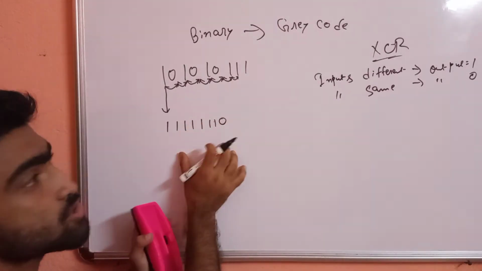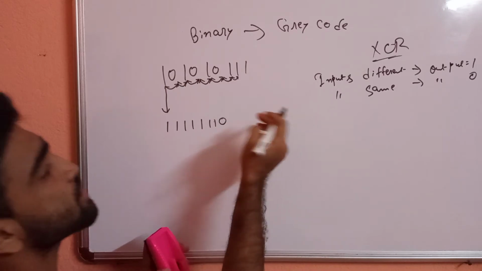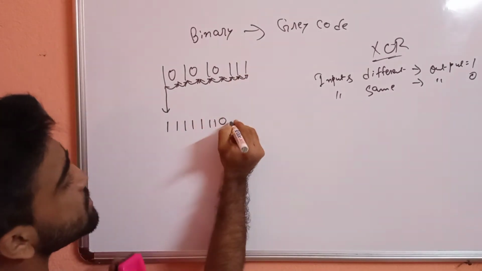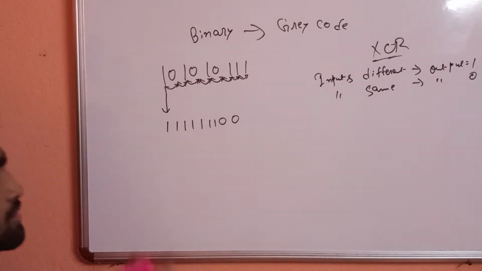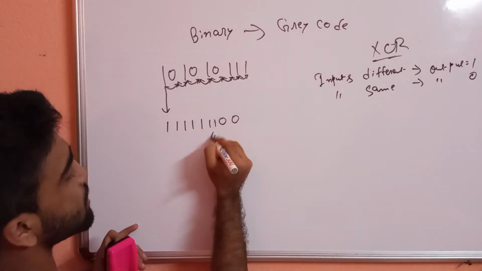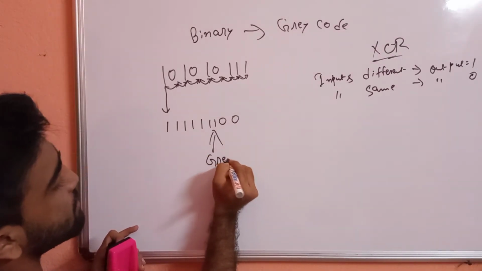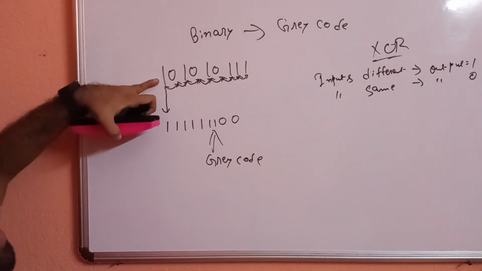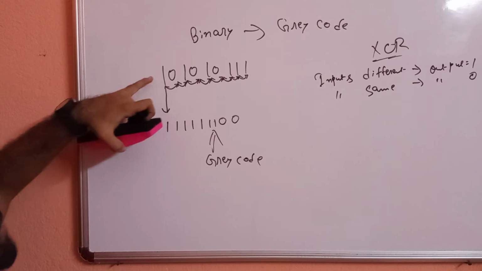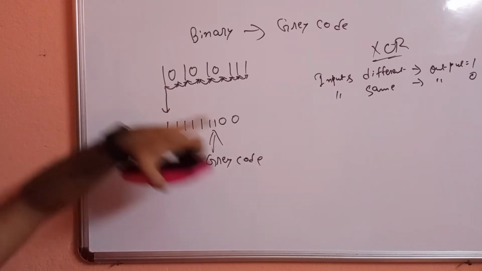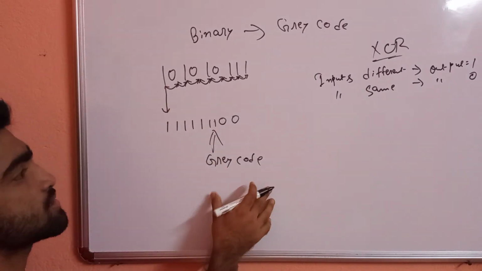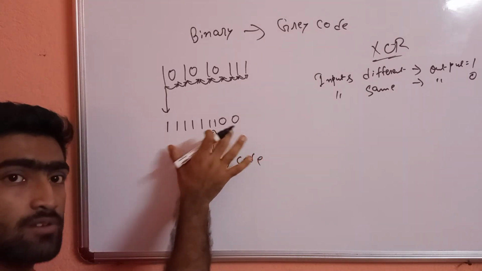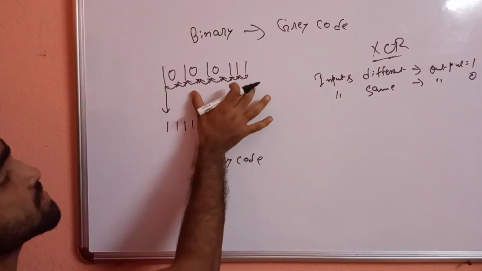Okay, we are using XOR logic in converting binary to gray code. Again, now these two, 1 1, input same, output 0. This is our gray code. Binary number was this, and this is our gray code for this binary number. Okay, now we'll check the reverse of it. We will consider this gray code and we will see if we are getting this number or not.